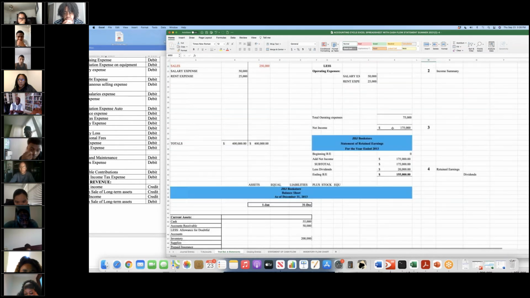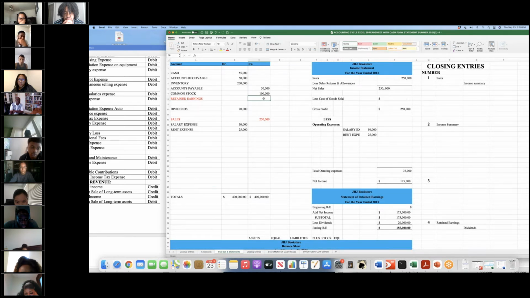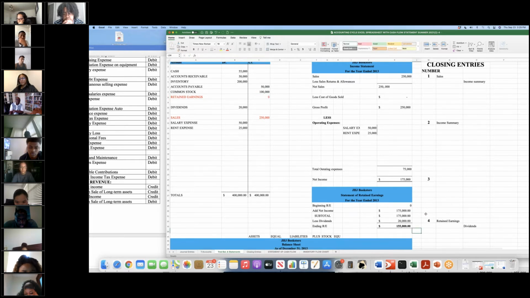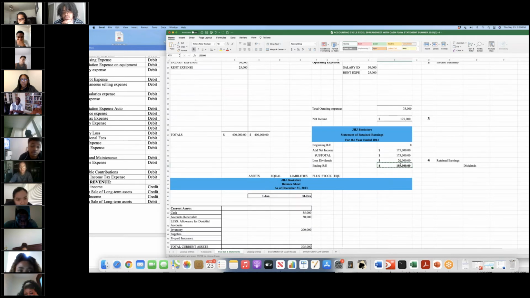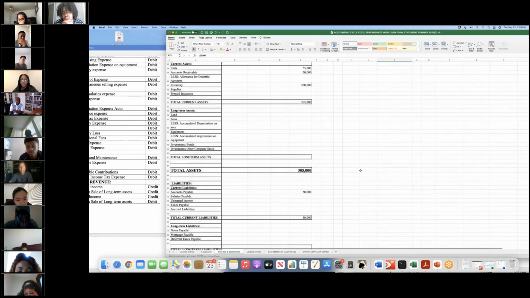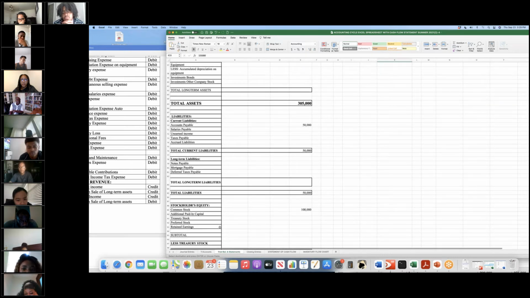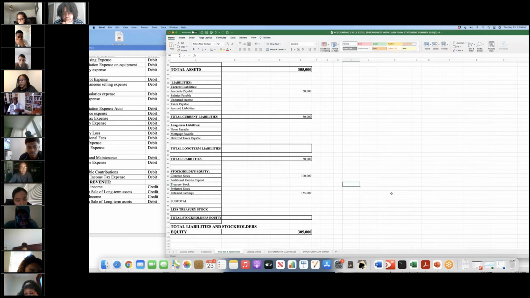So yes, our beginning retained earnings is 0. But we've done the statement of retained earnings, and it says the ending retained earnings is 155,000. So we got to copy the retained earnings that's on the statement of retained earnings, going from 0 to 155. And then we got to go in here and put in that new retained earnings. And now you see they're now balanced. They are now balanced.